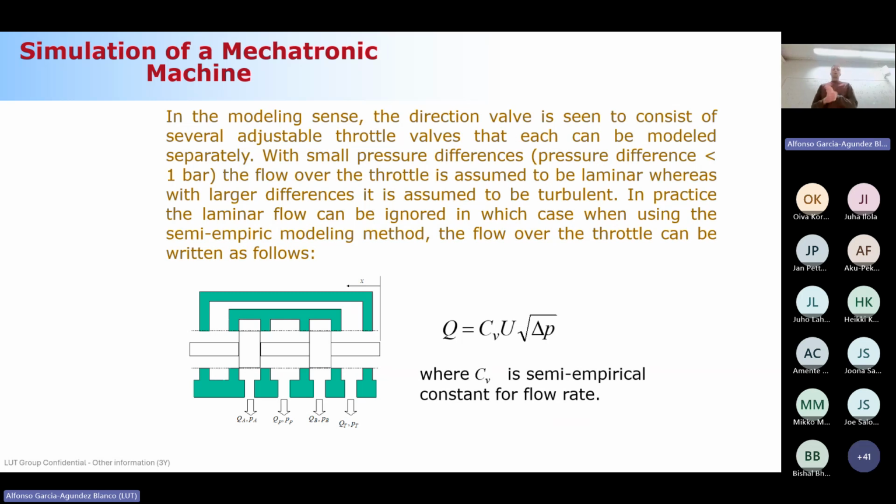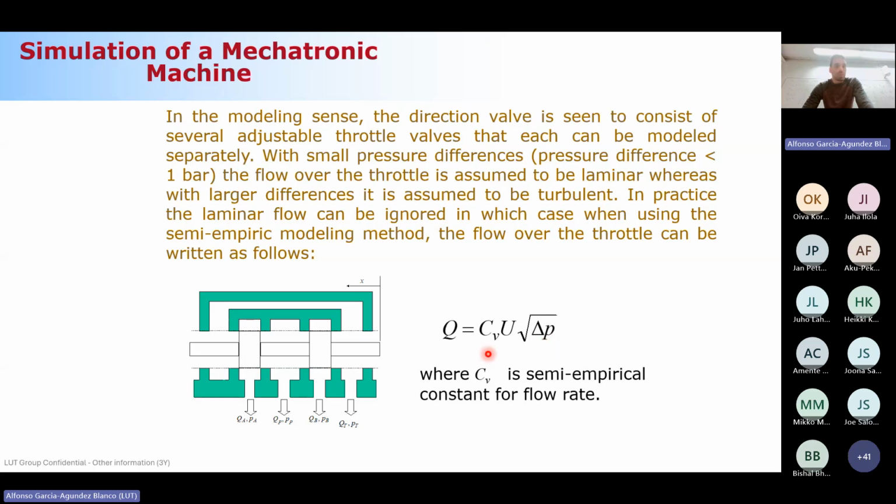Now that we have talked about all the ingredients, I'm going to present you the equation. An important thing: you can see that this is the directional control valve, but in practice, when we jump from one control volume to the other, what we have is a throttle valve. So imagine this directional control valve as a set of adjustable throttle valves that can be modeled separately. And this is the volume flow rate that you are going to consider in the directional control valve.